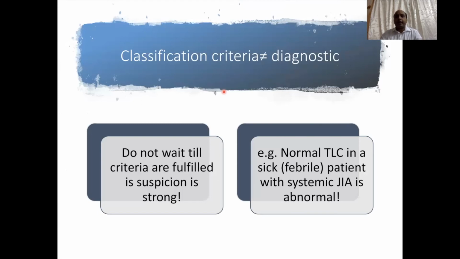And remember, a normal TLC count in a sick patient with systemic onset JIA is abnormal, because systemic onset JIA patients mostly have leukocytosis. Now, if a systemic onset JIA child comes with continuous fever and a TLC count of 5000, you can suspect the child is going to develop macrophage activation syndrome, because there is a disproportionately low TLC count in a sick child with systemic JIA. So clinical suspicion is much more important than the classification criteria.